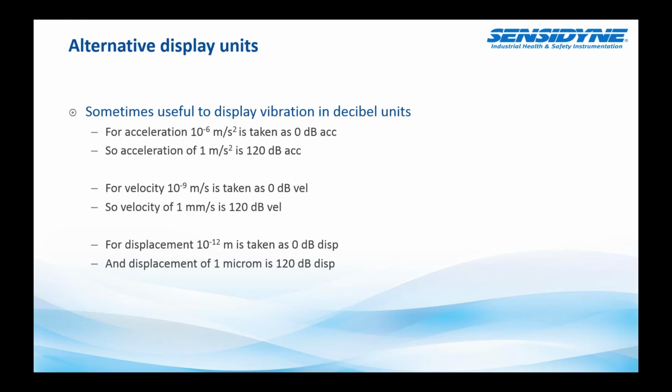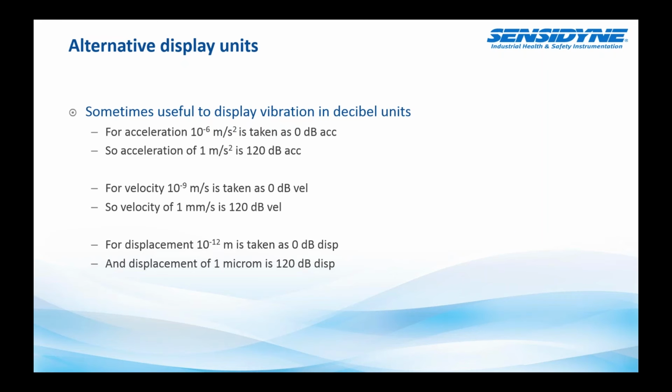And displacement, here we use 10 to the minus 12 meters as our reference point. So simply a displacement of 1 micrometer also happens to be 120 dB. So you can see for a start, because we're measuring 3 different units, it is important to distinguish between them. So we talk about dBs of acceleration, dBs of velocity, or dBs of displacement.